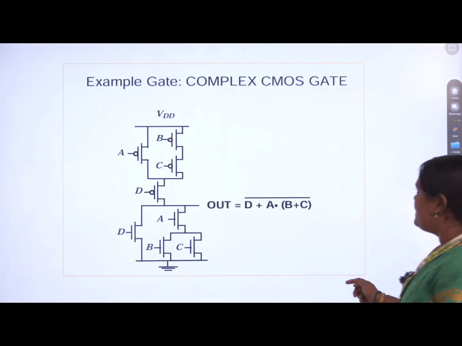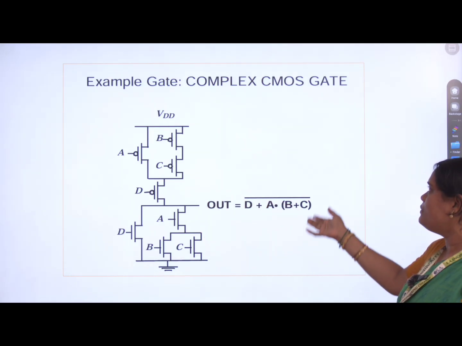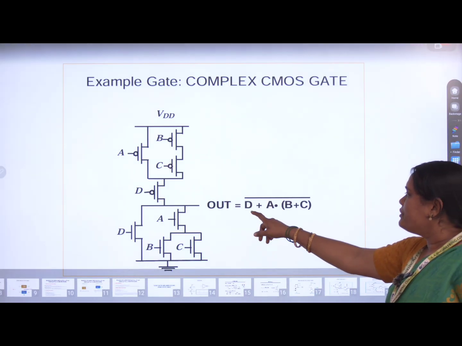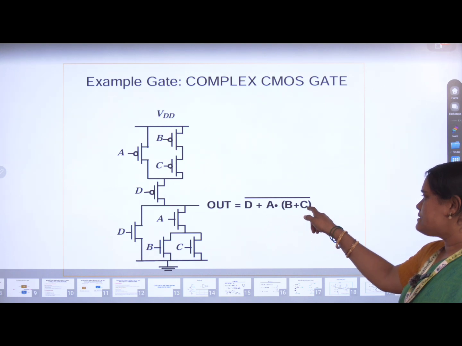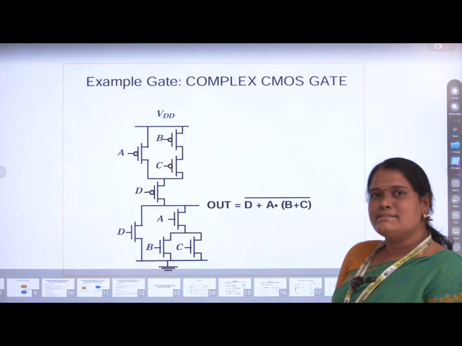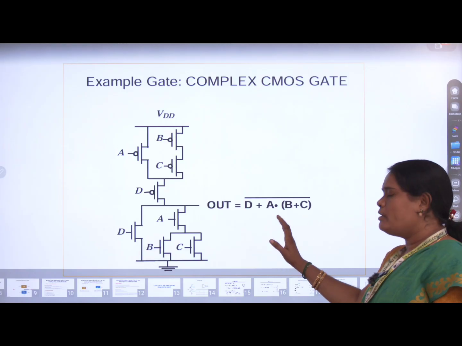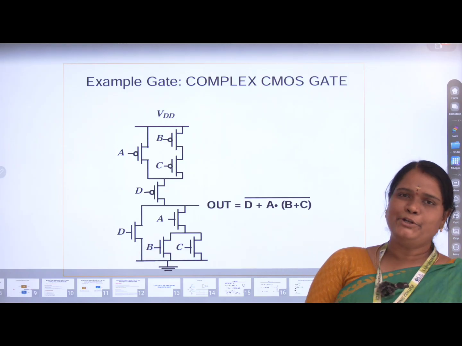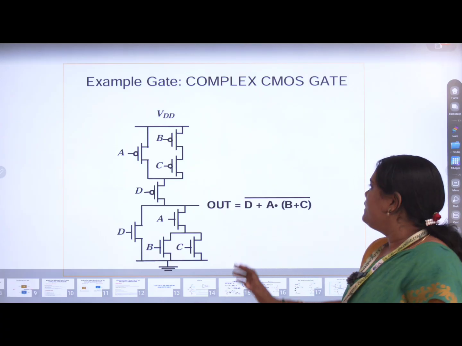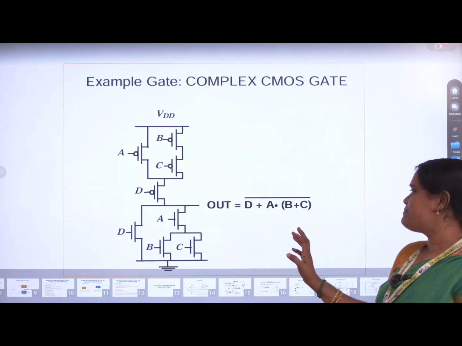The next thing, example. Here I am showing one example to design a complex CMOS gate. Here the output is D plus A dot B plus C, the whole complement. Yes, so already we discussed CMOS is the best choice for implementing complementary logic. If we wish any normal logic to be implemented in CMOS, we need to use a NOT gate, that is a CMOS inverter, at its output.